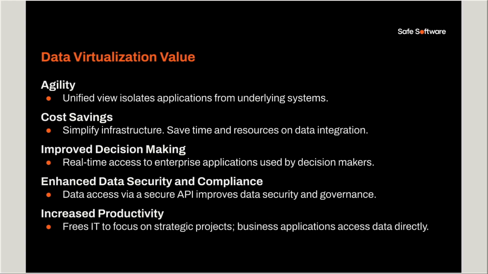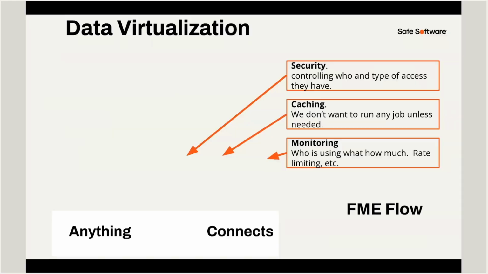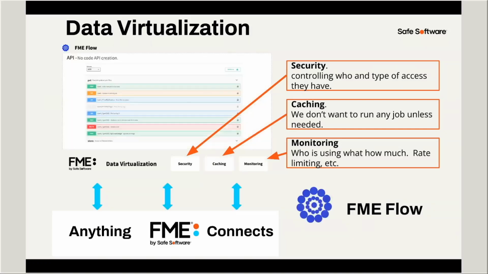Improved productivity, of course. Once an API is built, IT is going to just be able to go and use its resources on other things because now people will be able to build their own business applications directly on top of that API. So here's just a quick look. You can see at the top there, we have an API, and underneath we have a data virtualization layer that provides security, caching, monitoring, everything you would expect from a nice REST API. Underneath, of course, anything that FME connects to. So that is super, super exciting.